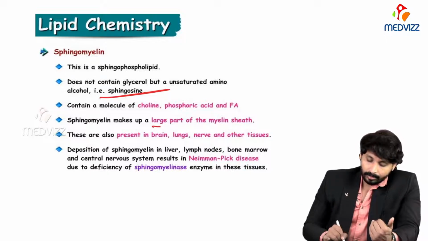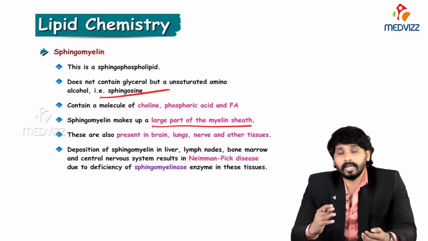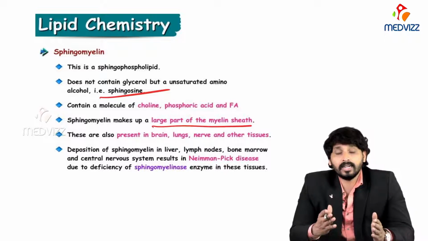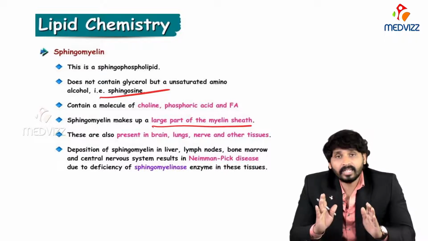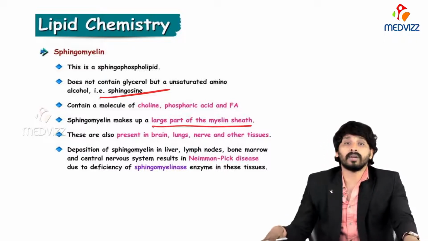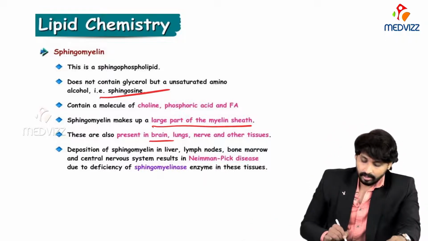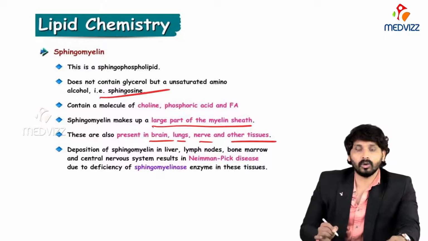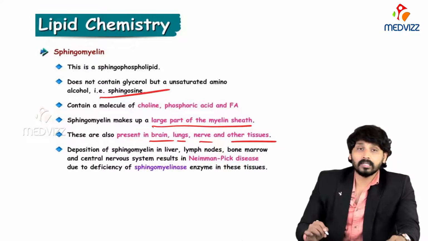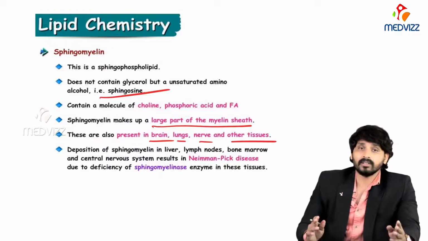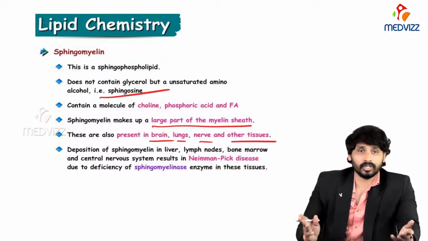Sphingomyelins make up a large part of the myelin sheath, so they play a major part in its formation. And the location: where are they located? Brain, lungs, nerves and other tissues.